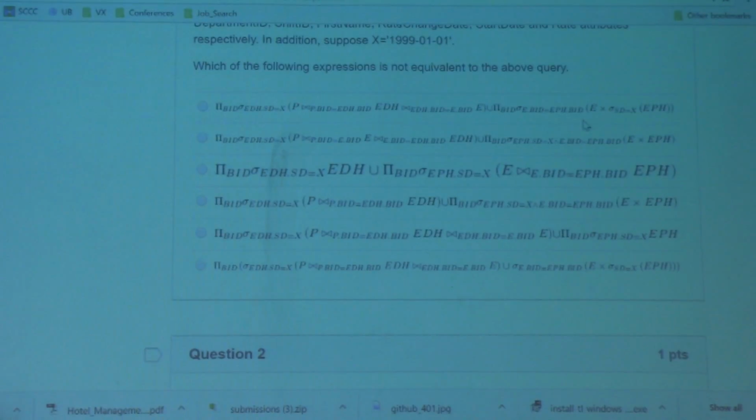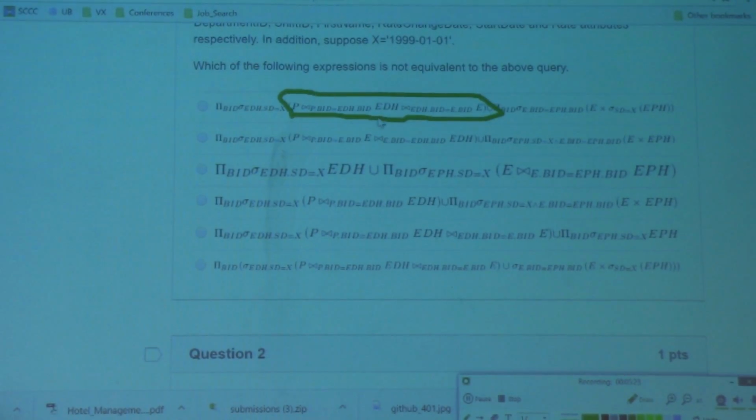The first one is not the answer. Why? Because it's equivalent, right? What am I doing here? Basic thing. This is the first join. I'm putting this constraint of checking the start date of the department history. This is the second join.